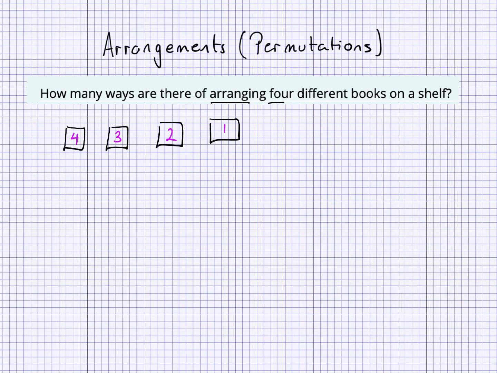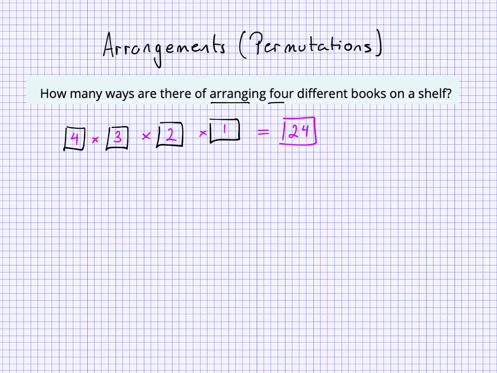Now, we learnt last lesson that to do this, where we look at different steps of an experiment, we just multiply these together, which tells us the total number of ways of arranging. So 4 times 3 times 2 is 24, times 1 is 24. This means that there are 24 different ways of arranging 4 books on a shelf.